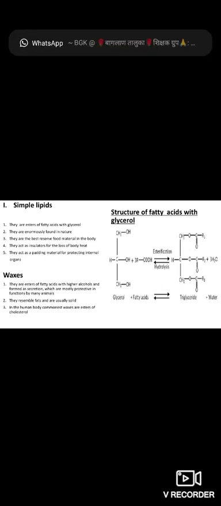Examples of simple lipids are generally esters of fatty acids with glycerol. They are enormously found in nature. They are the best reserved food material in the body, and act as insulators against the loss of body heat. They act as a padding material for protecting internal organs. Waxes are generally fatty acids with higher alcohols, formed as secretions which are mostly protective in function in many animals. They resemble fats and are usually solid in state. In the human body, the commonest waxes are esters of cholesterol.